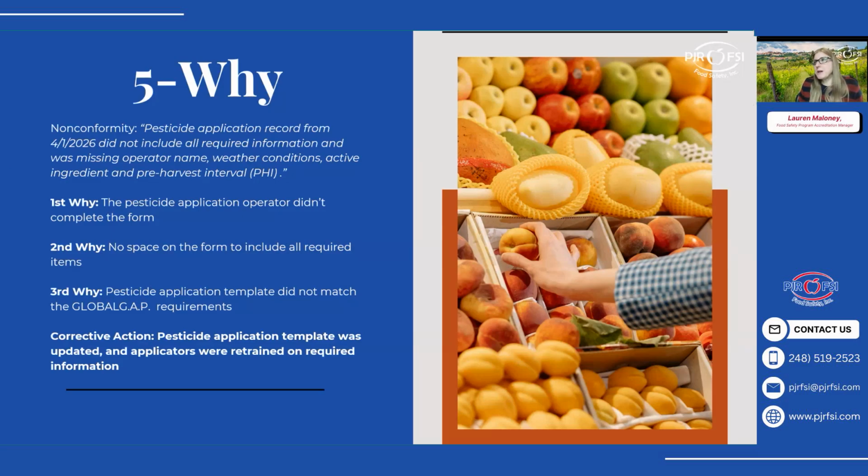So the pesticide application record from 4.1 did not include all required information and was missing operator name, weather conditions, active ingredient, and pre-harvest interval, PHI. So first why: why weren't the forms completed? Well, the pesticide applicator didn't fill them out. Okay. But that's not the real root cause of why they didn't fill them out.